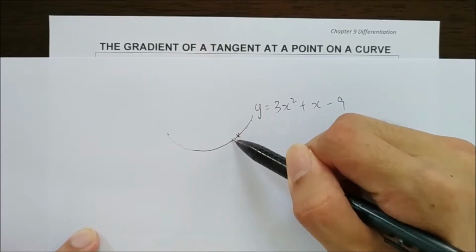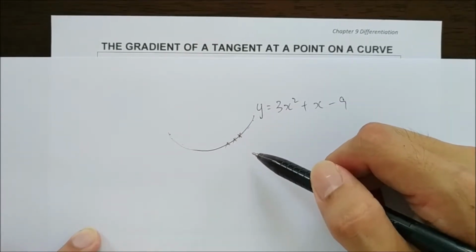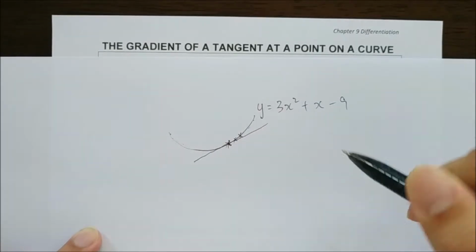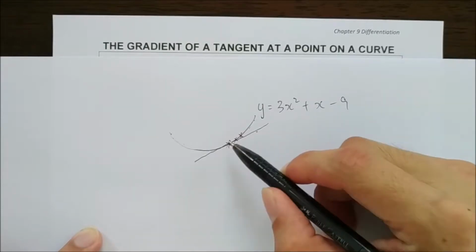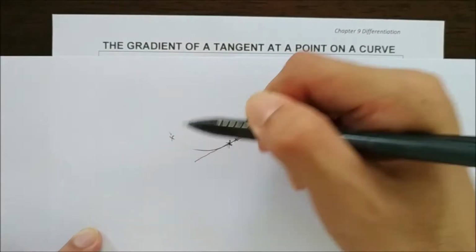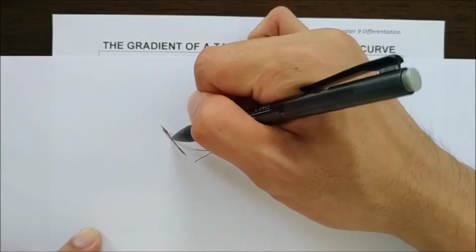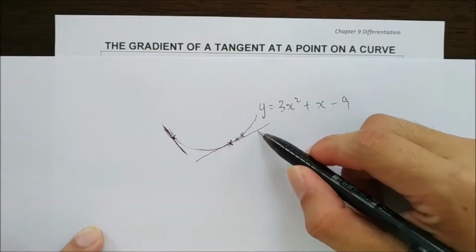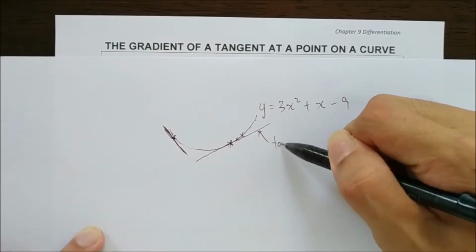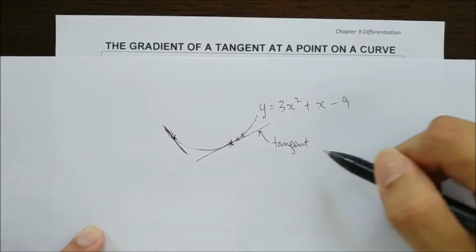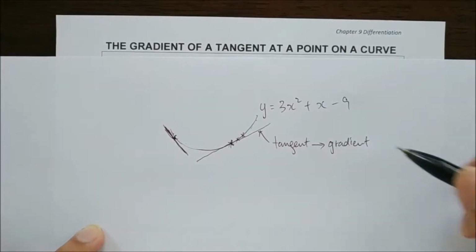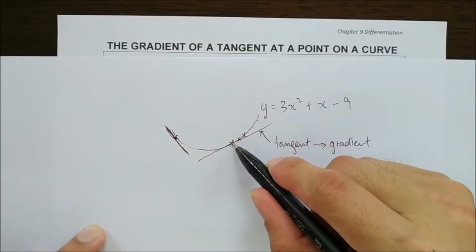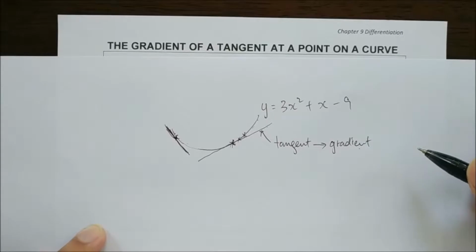So every point on the curve has its own tangent. Let's say for this point, take for example the tangent, this is the tangent. So the tangent will be different for every point. For this point, the tangent will be this straight line here, which touches the curve at only this point. This line, we call this line a tangent, has its own gradient. How do we find the gradient of this tangent which belongs to this point? Which is by using differentiation.